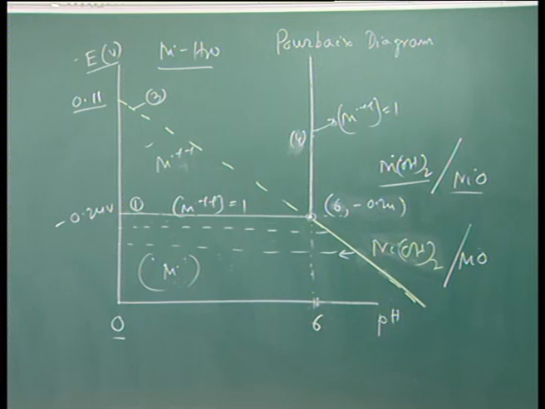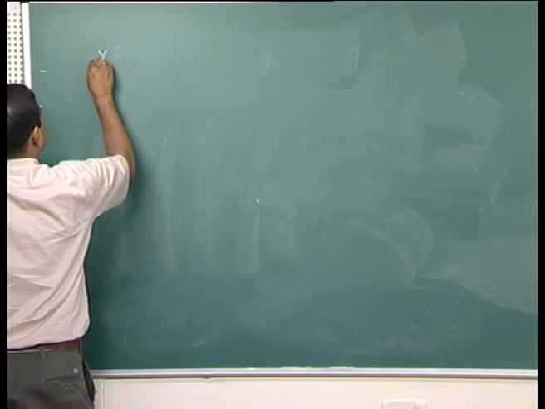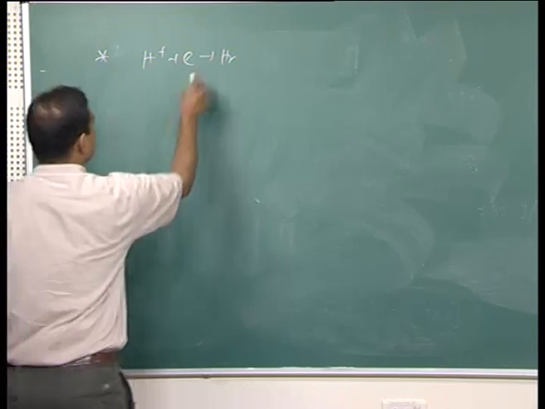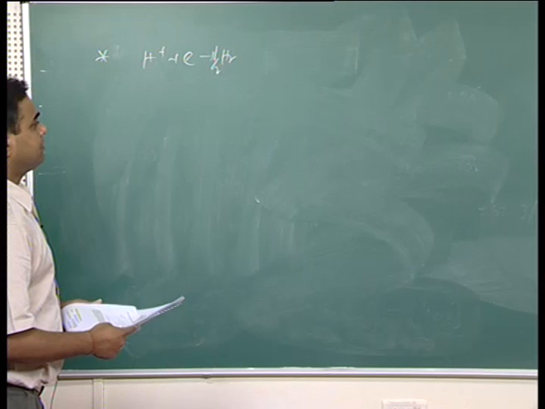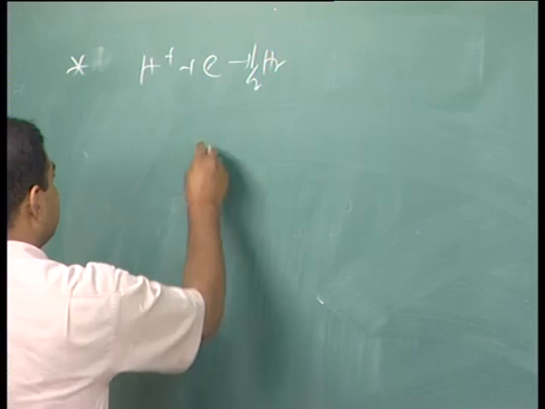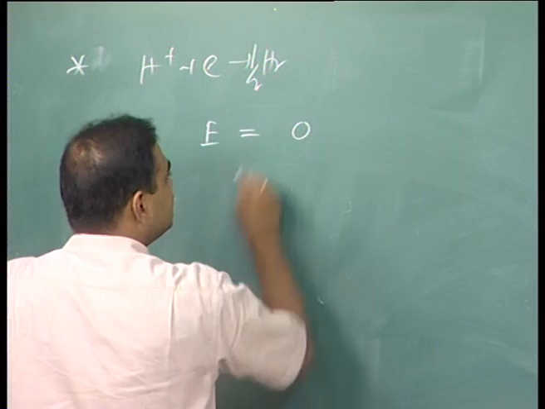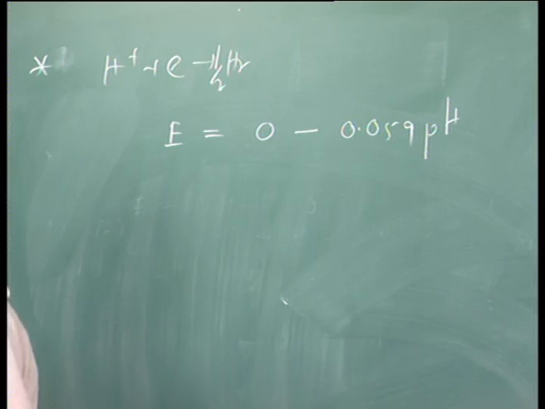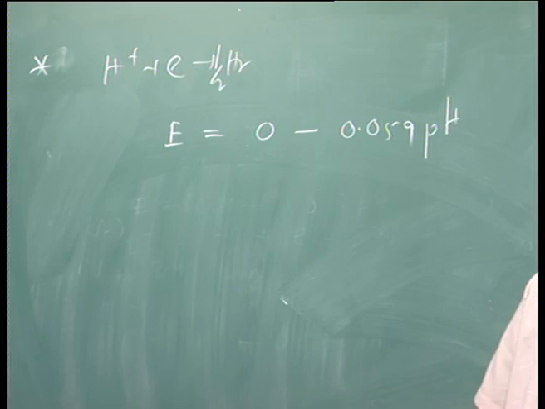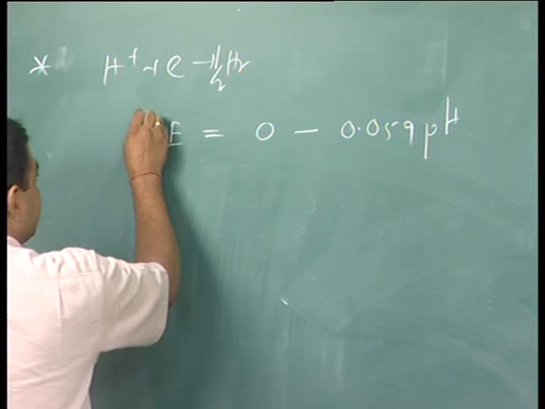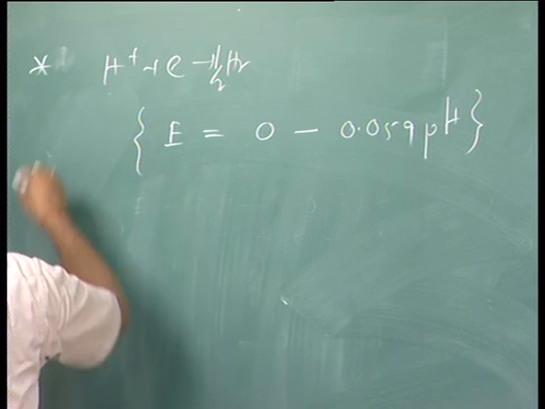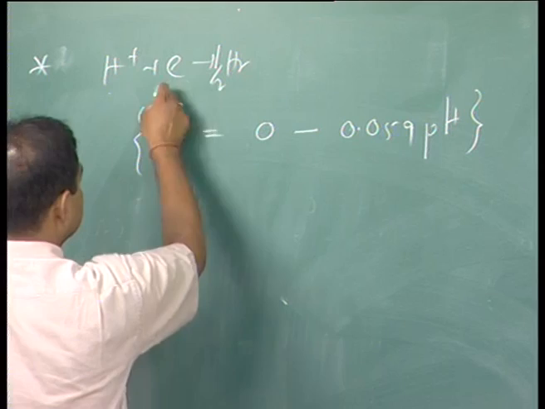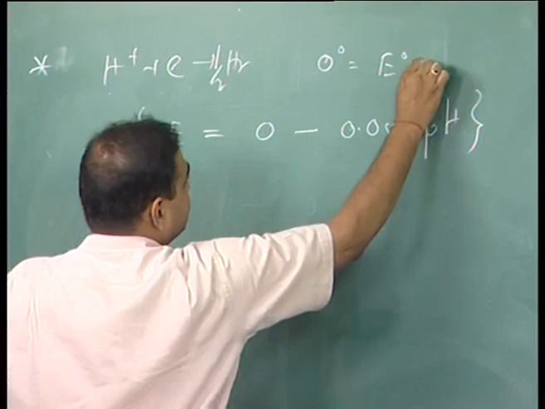First, let me put this relation, first equation, let us say H plus plus e equal to half H2. For this reaction, again this is potential dependent as well as pH dependent, because I can write this relation as E equal to E0, which is nothing but 0 for the hydrogen reaction, minus 0.059 pH, because the partial pressure of hydrogen in standard state is 1. So, if I consider the pressure of hydrogen is 1 atmosphere, then I can write this relation. So, now you see this relation is pH dependent as well as potential dependent, because the standard reduction potential E0 is 0 volt.